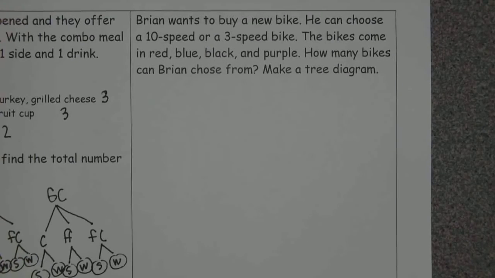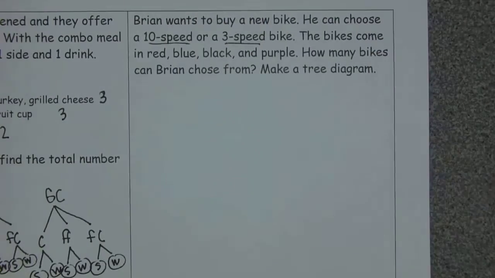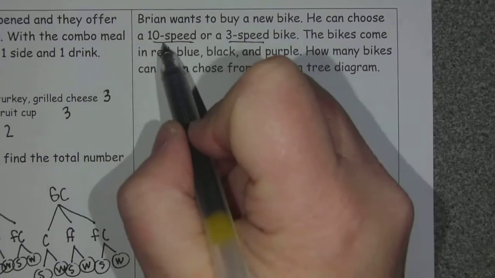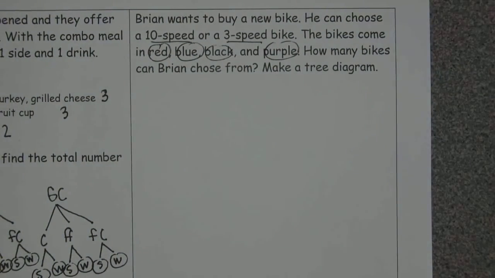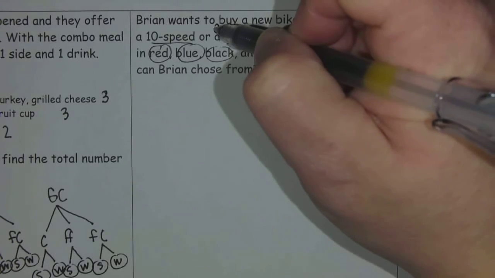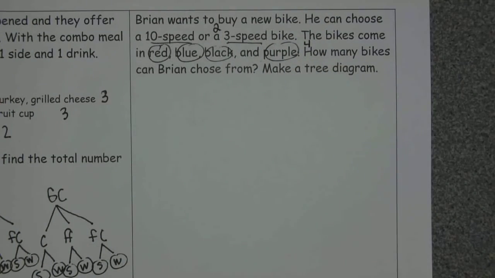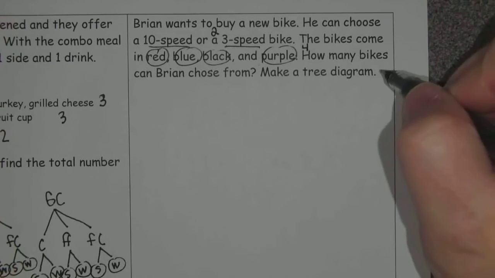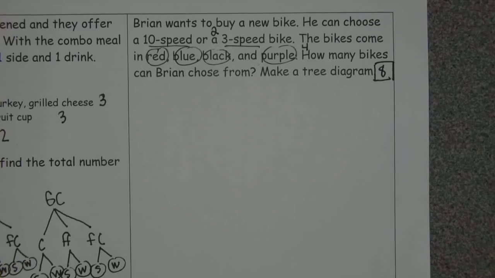Brian wants to buy a new bike. He can choose a 10-speed or a 3-speed. The bikes come in red, blue, black, and purple. How many bikes can Brian choose from? Do you already know that? How many can he choose from? So he has 2 choices of kinds of bikes, and he has 4 choices of colors. So how many total choices should he have altogether? He should have 8 altogether, right? We know that from what we just figured out was the fundamental counting principle.